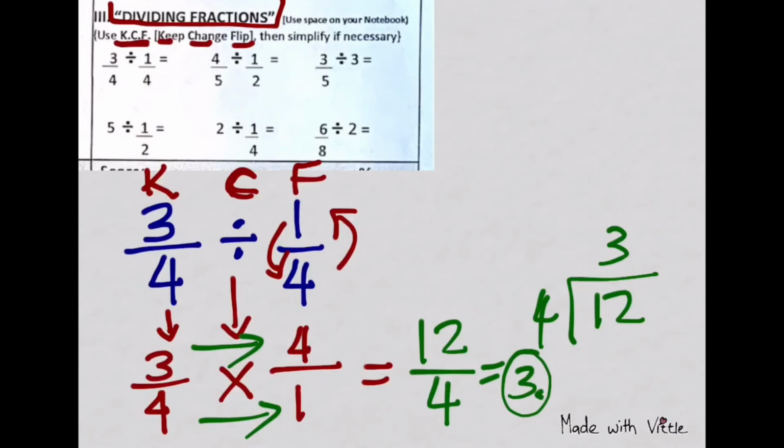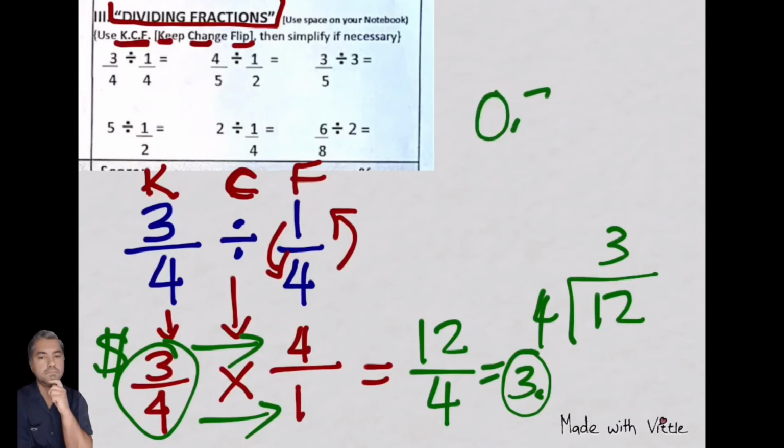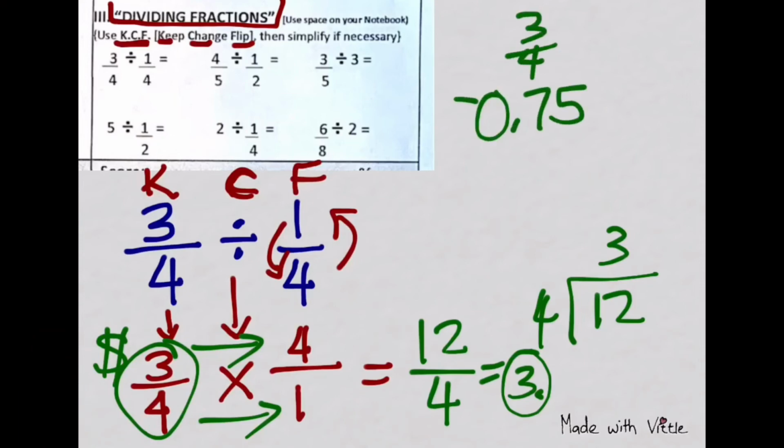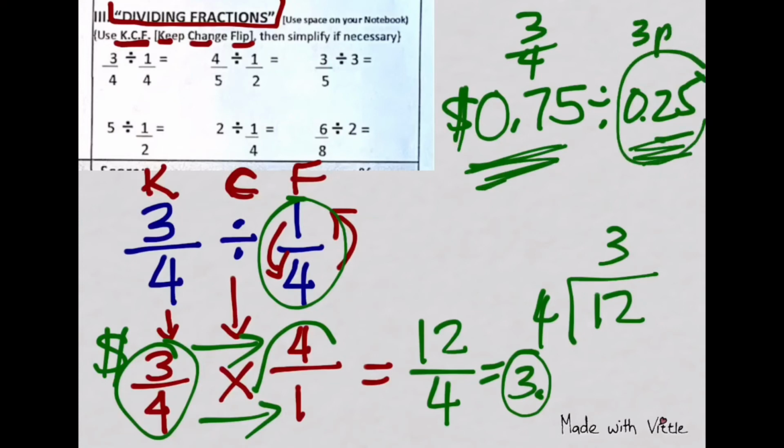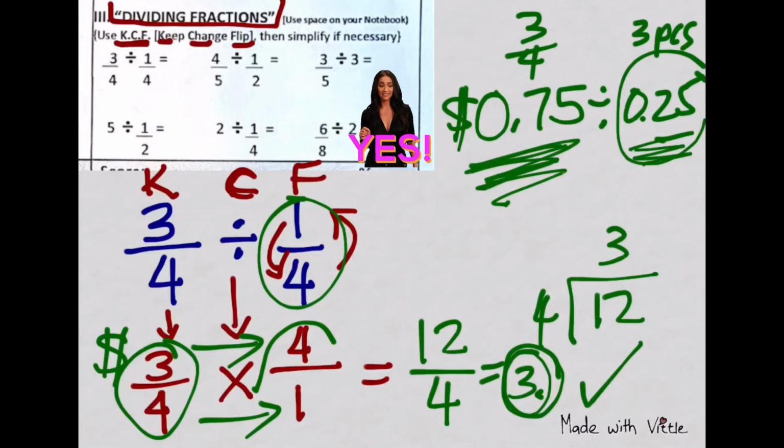Now I always love relating everything to real life. You know that 3/4 is like 75 cents, right? That's your 3/4. It's like your 75 cents. And your 1/4 earlier, isn't 1/4 25 cents? If you're trying to divide your 75 cents by 25 cents, you're going to have 3 pieces of 25 cents to equal 75 cents. So 75 cents divided by 25 cents is 3 wholes. Does that make sense? Yes, it does.